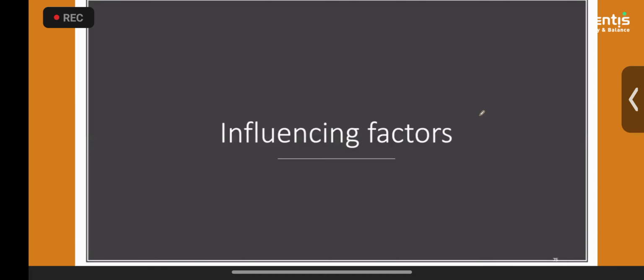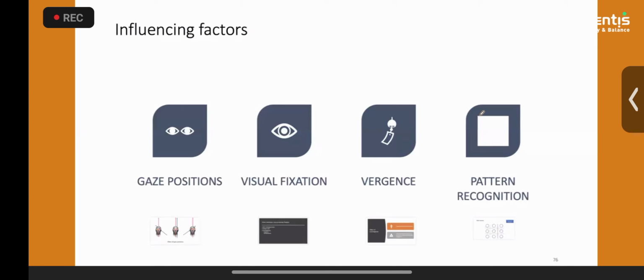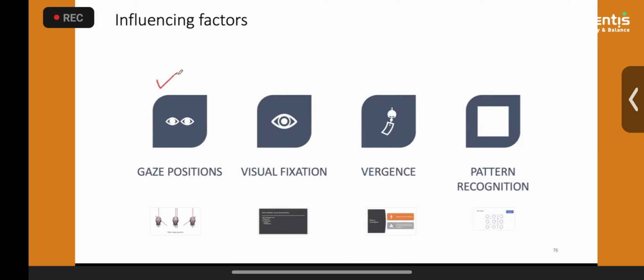So these were the different attributes of nystagmus. Now I'm going to talk about the influencing factors. What can influence the nystagmus? One is gaze position, visual fixation can influence, vergence, which means convergence, can change the nystagmus, and it's very important to identify what pattern of nystagmus a particular patient has.